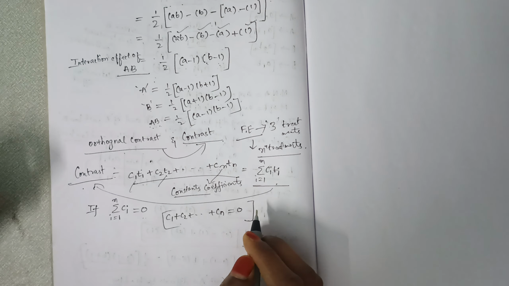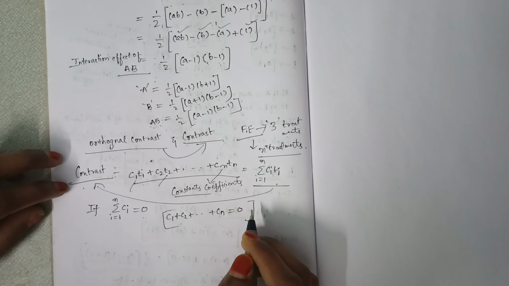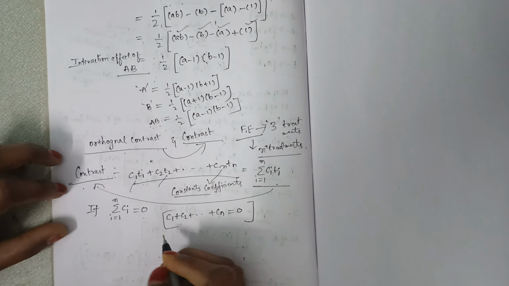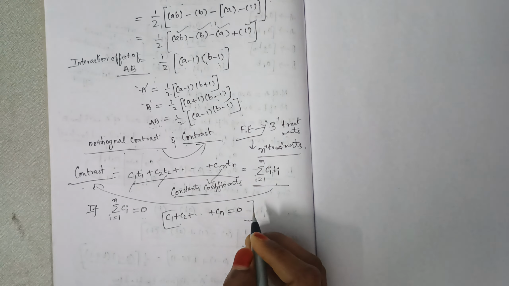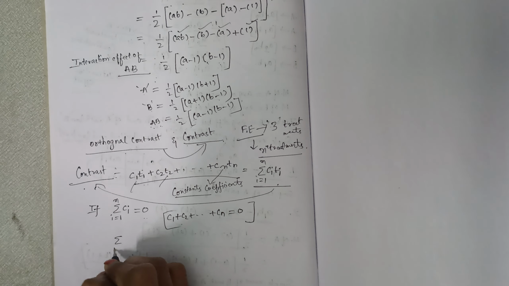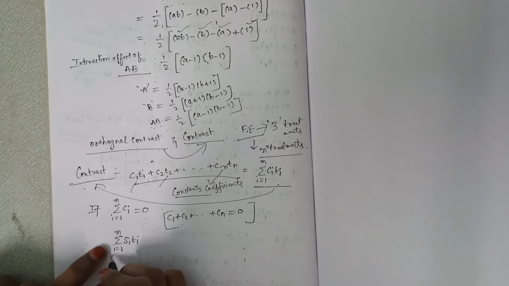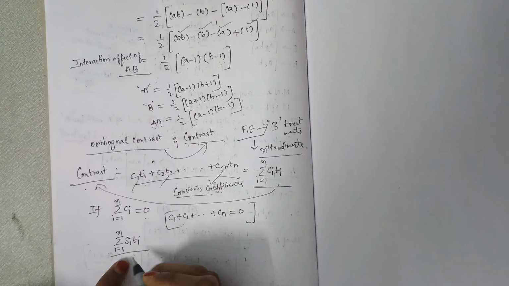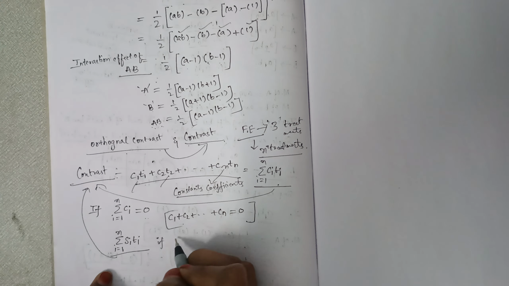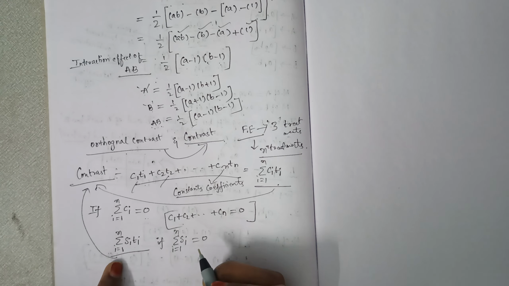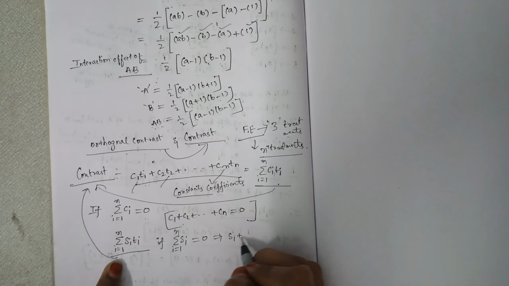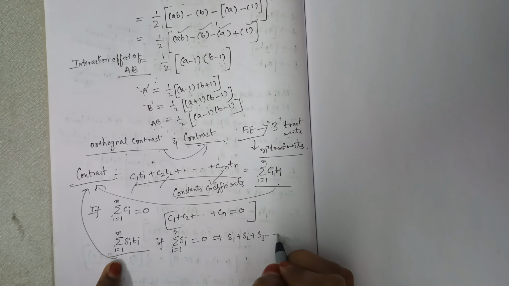And now let us take another set of treatments. Let us take another set of constants. Their linear combination will be like this, summation i equals 1 to n SiTi. And this linear combination of treatments is said to be contrast if summation i equals 1 to n Si equals 0, which is nothing but S1 plus S2 plus S3 plus so on Sn equals 0.